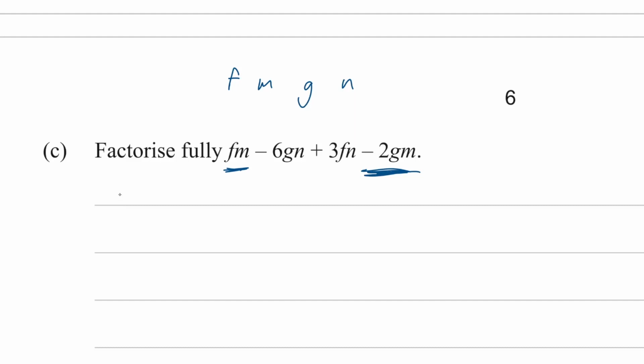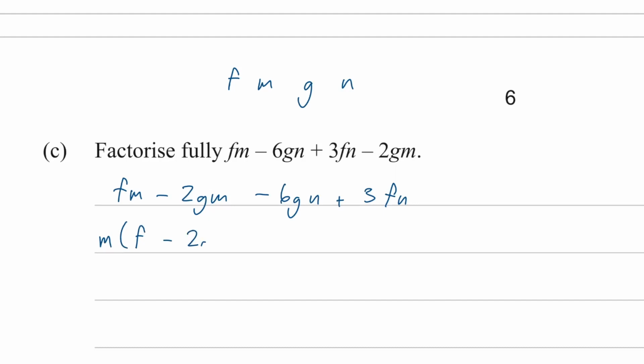This isn't the only way to do it, but it's one way. Fm minus 2gm and then minus 6gn plus 3fn. Notice they have an n in common. And now if we just focus on these two terms separately, we can pull out a common factor. So in the first two terms, that would be m, and we're left with f, right? M times f is fm, minus 2g.